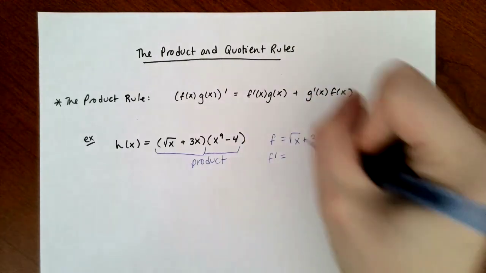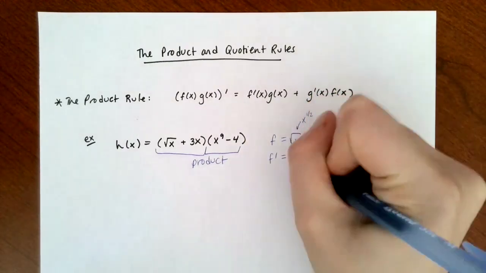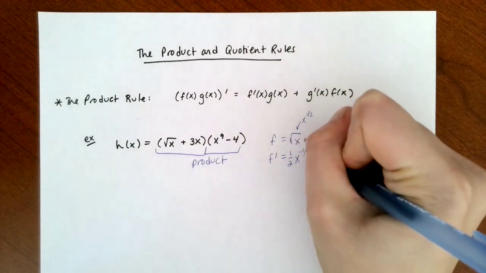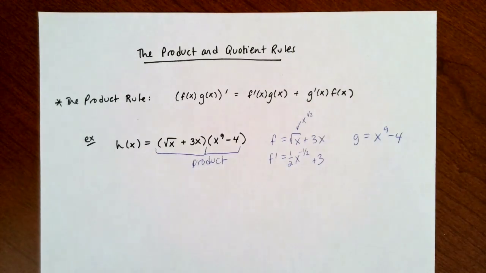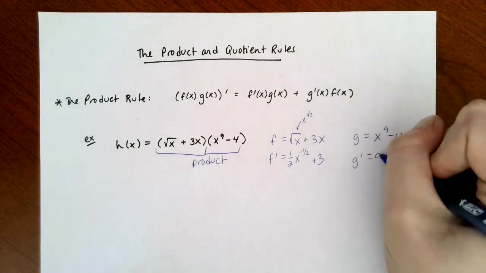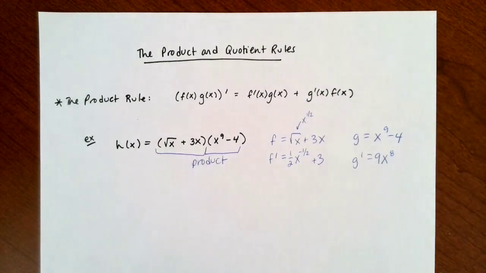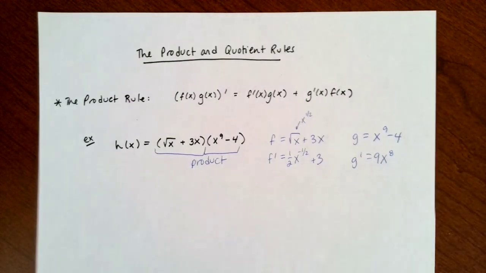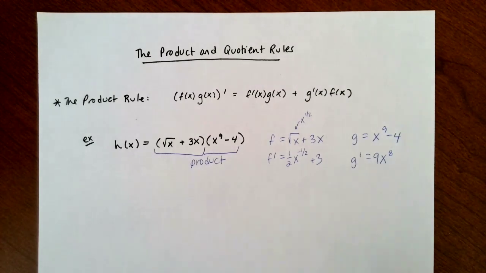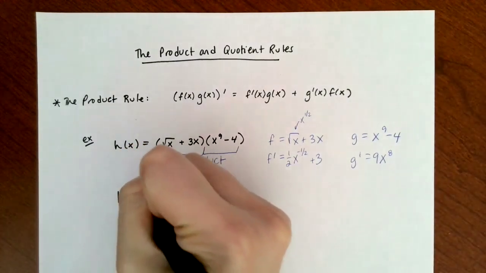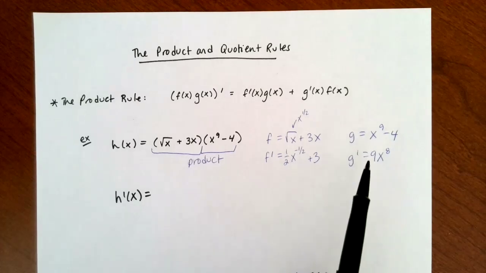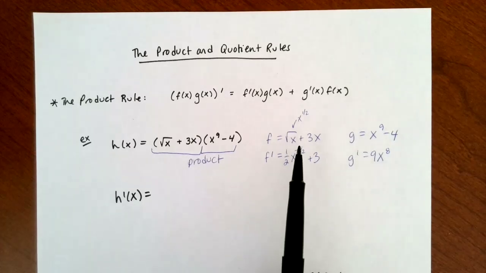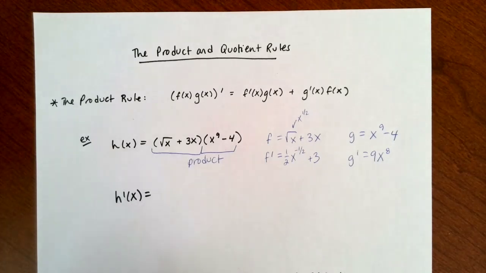The square root of x is really x to the 1/2 power. So its derivative is 1/2 x to the negative 1/2. And then I'll add the derivative of 3x, which is just 3. For g prime, we have 9x to the 8, and then plus 0 for the 4, which I won't write. Okay, so for the derivative of my overall function, I want to take this scratch work in blue and do f prime g plus g prime f. And I'm going to put parentheses around most of these things because they have addition and subtraction in them.